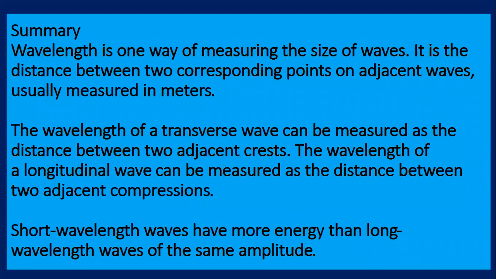So, in summary, wavelength is one way of measuring the size of waves. It is the distance between two corresponding points on adjacent waves, usually measured in meters. The wavelength of a transverse wave can be measured as the distance between two adjacent crests. The wavelength of a longitudinal wave can be measured as the distance between two adjacent compressions. Short wavelength waves have more energy than long wavelength waves of the same amplitude.